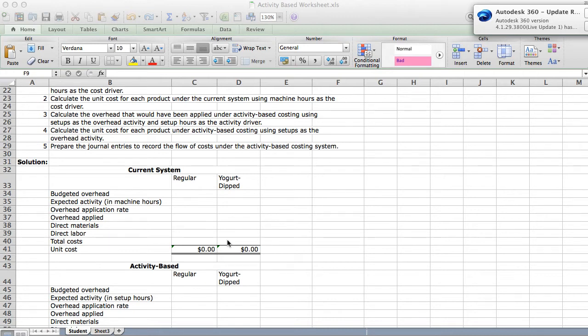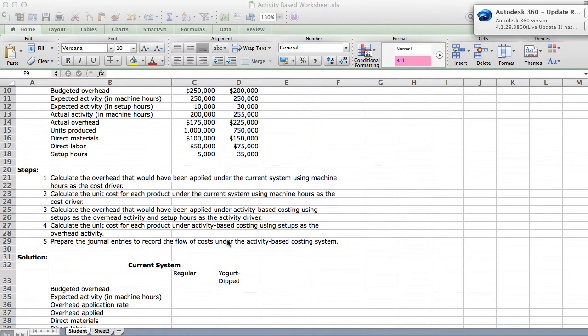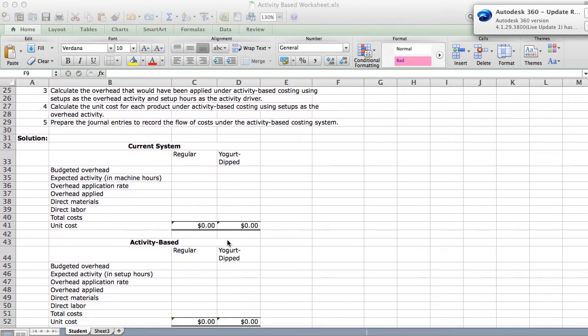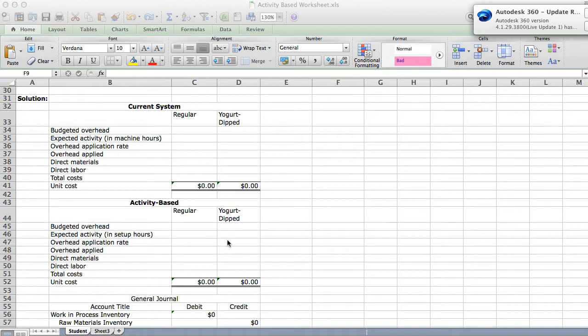In activity-based costing, you're determining a cost driver. In this case, that was setup hours. So for questions 3 and 4, to solve them, you're going to just follow through the same process. You'll enter in your budgeted overhead for both regular and yogurt dipped, which is given above, the expected activity and setup hours, which is also given above. And again, for the overhead application rate, you're trying to divide your budgeted overhead by your expected activity to get a rate. The difference is in how you apply that overhead.